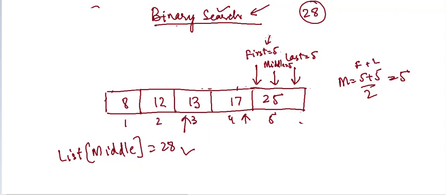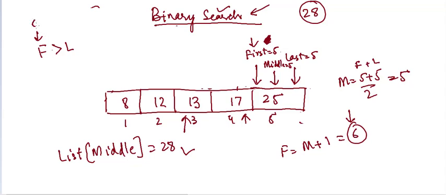We're going to recalculate the value of first, right? And how do we calculate the value of first? We are going to calculate the value of first by adding 1 to middle, right? Which means that the value of first comes out to be 6. Okay, and the situation right now is that the value of first has become greater than the last, because the value of first, now that we've calculated, is equal to 6, and the value of last is 5.